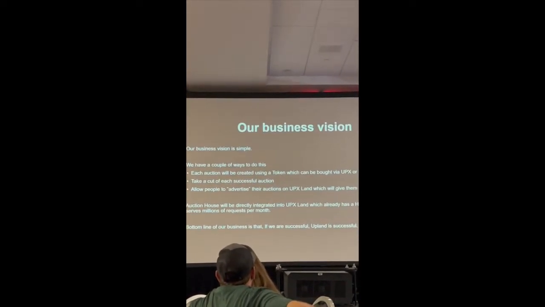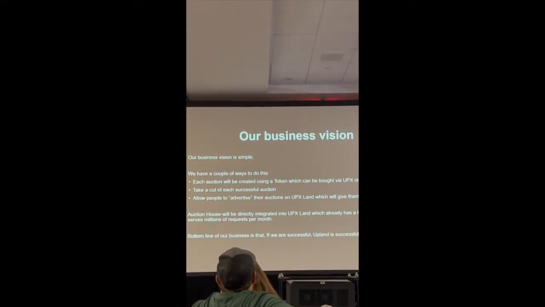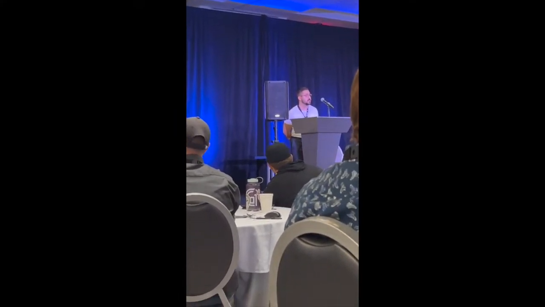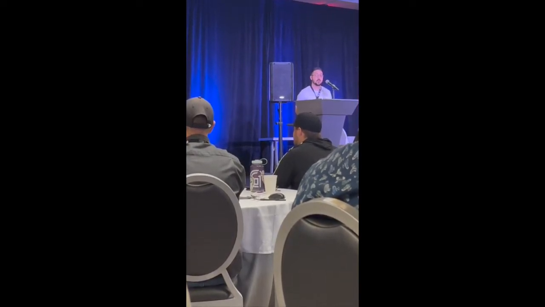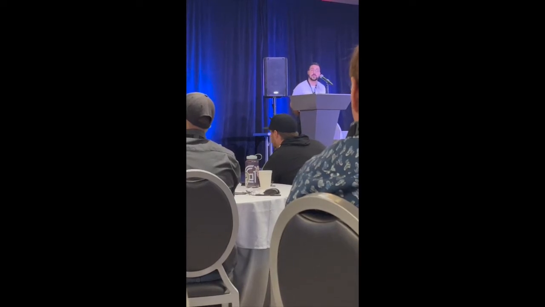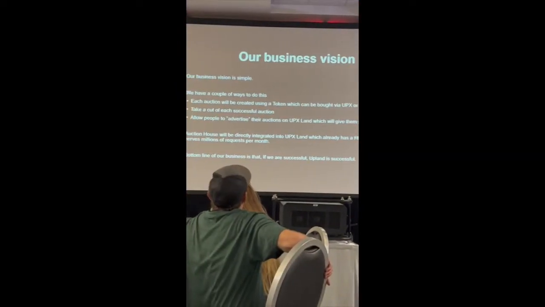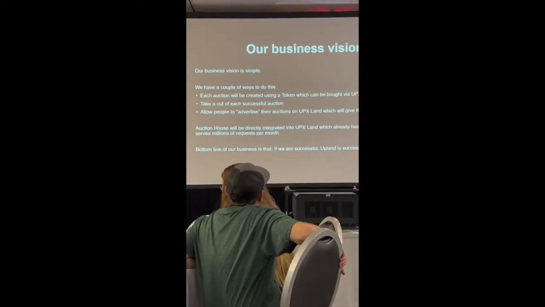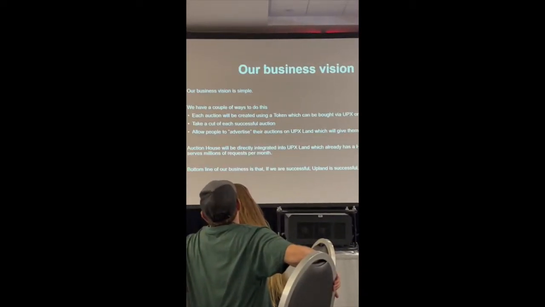So our business vision is very simple. We have a couple of ways to do this. Each auction can be created using a token, which you can buy for UBX or USD, or we can take a cut of each successful auction. And the third option is that we allow people to advertise their auction on UBX Land, which already has a huge use case. And Auction House will be directly integrated into UBX Land as soon as this hackathon is over and the Upland developers API is in production.